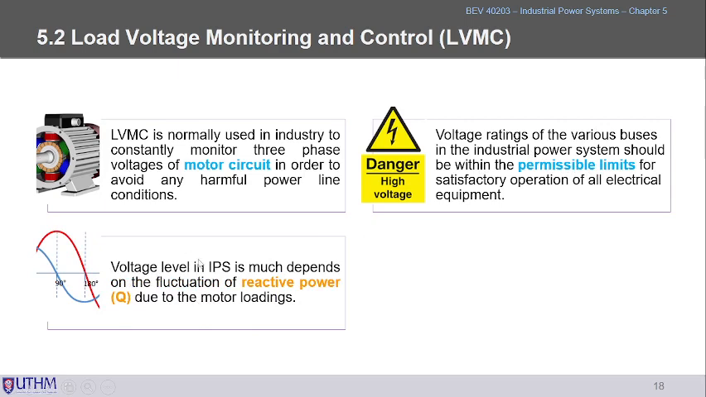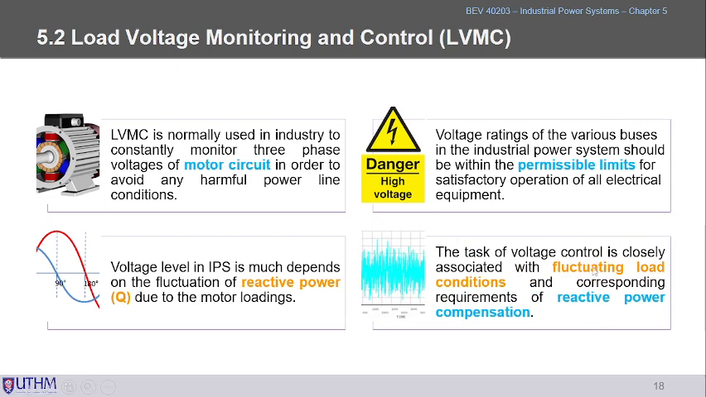The voltage levels in the IPS depend much on the fluctuation of the reactive power, the Q. It's due to the motor loadings, because our motor loadings are always fluctuating and not fixed. It's not consistent all the way. We know that the motor loading draws a lot of reactive current, or reactive power. So we need to have a Q compensation device to compensate the voltage back.